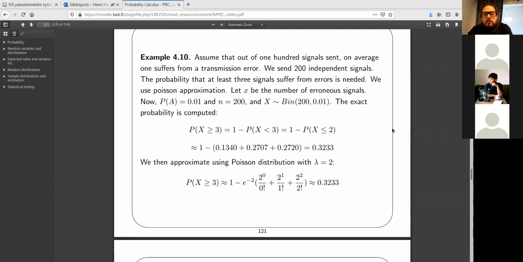Now, alternatively, because we have a large-ish n, 200, and a small-ish probability, 0.01, their product is 2. So we can approximate this with Poisson distribution with lambda equal 2. And what we get is very, very closely the same probability, 0.3233. So the Poisson distribution in this case is a pretty good approximation of the binomial distribution.